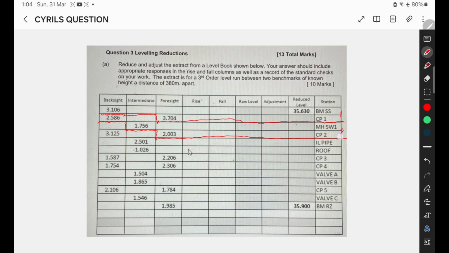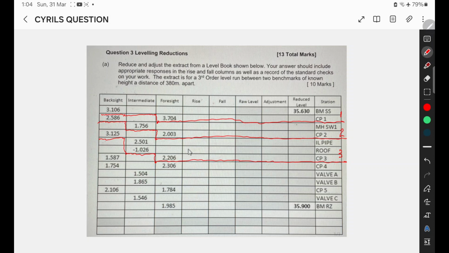Second setup here. Now we've got a backsight here, and a couple of intermediates. One of them's negative, which indicates it's upside down, and that's coming across there like that. So that's our third setup.